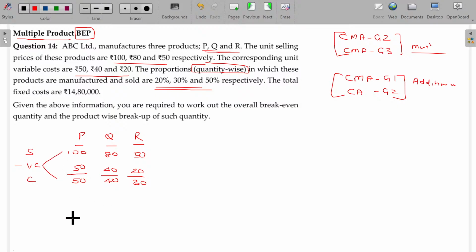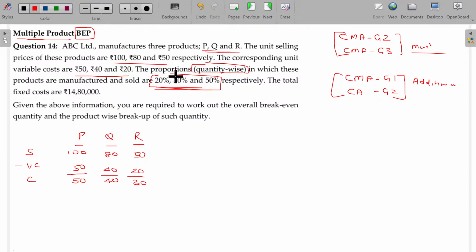Actually, this is the PBR for P. This is the PBR for Q. This is the PBR for R. But I am not selling only one product. I have all the three products. In that case, you can consider a batch of quantities sold. A batch of quantities sold may have a small portion of P, Q, R included, or as per their sales mix. Here the sales mix is given which is 20, 30 and 50.